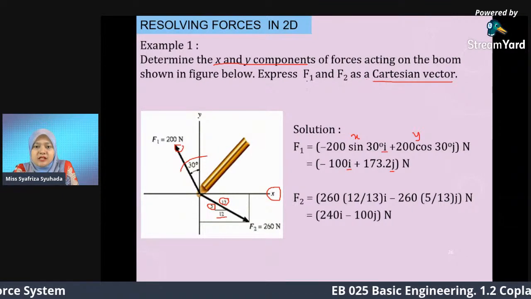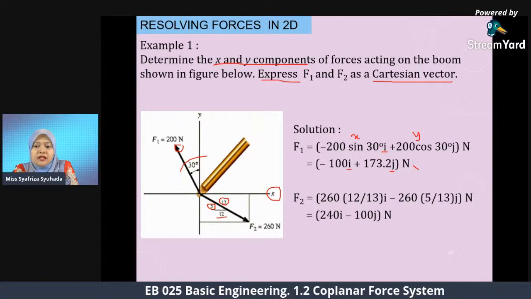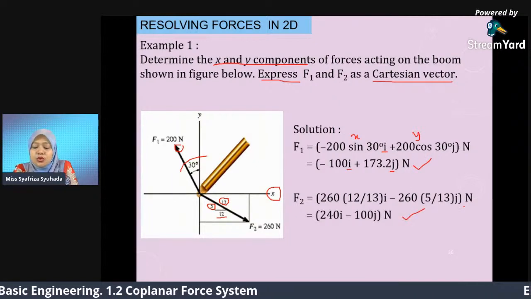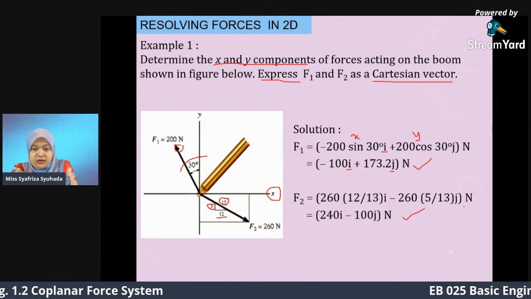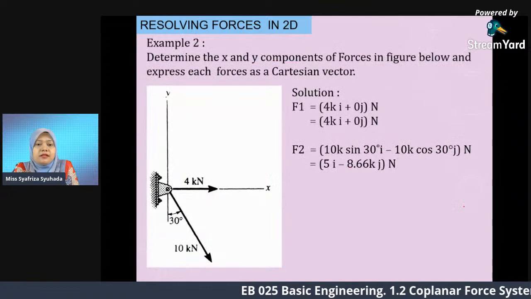Because the answer is expressed in Cartesian Vector. Okay, jawapan dia mesti dalam bentuk I dan juga J dan bukan dalam bentuk magnitude. Alright, clear class? Okay, example number 2.